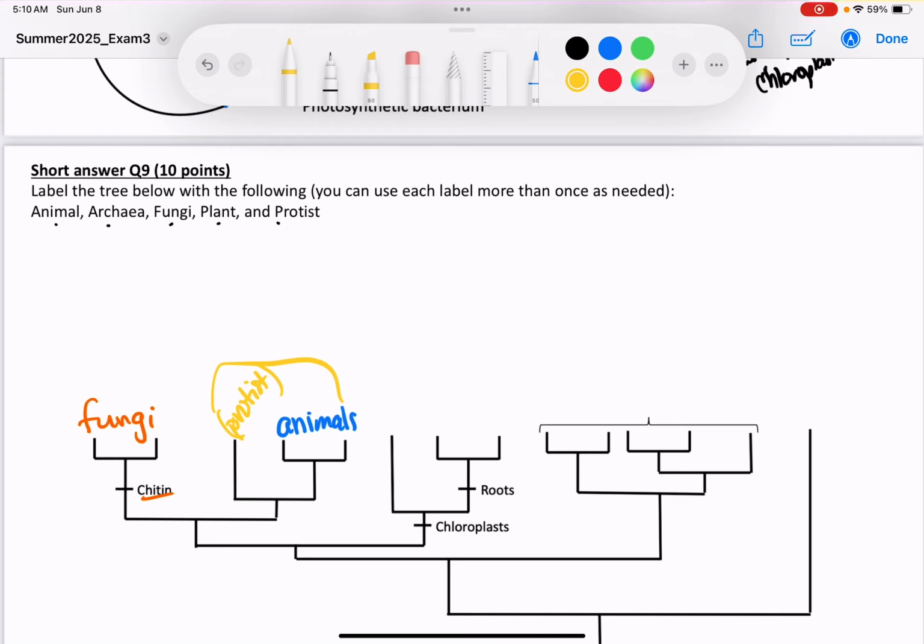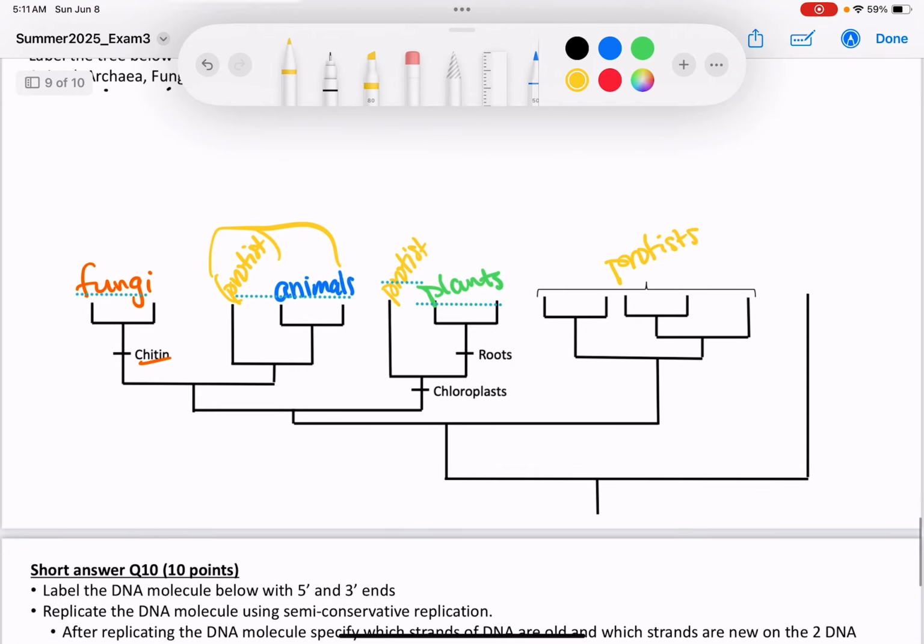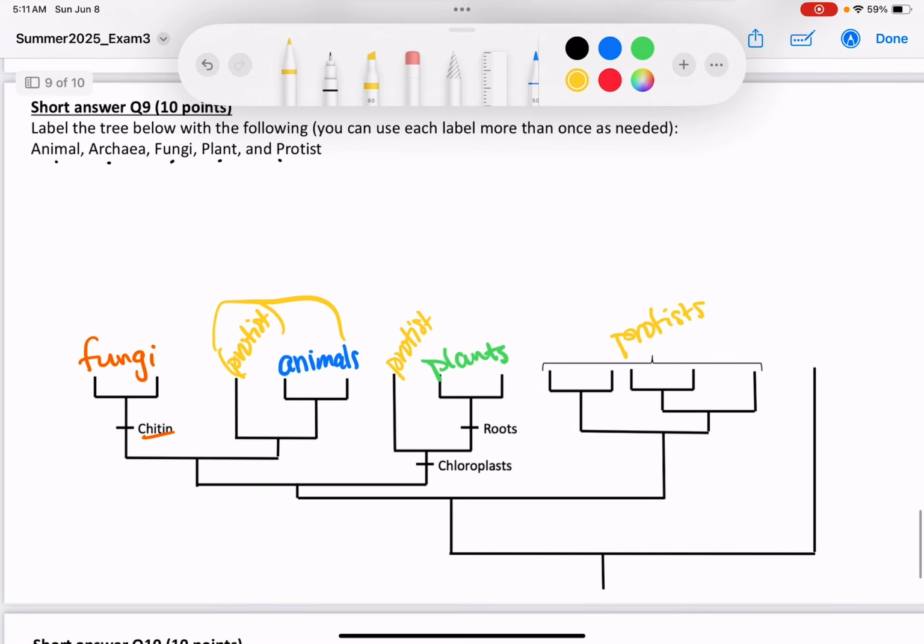Next, I need to have the plants. So here I have the plants that have their roots. Here's another protist, a photosynthetic protist, more protists. Okay. And then I did want you guys to use each one at least once. So over here is archaea.